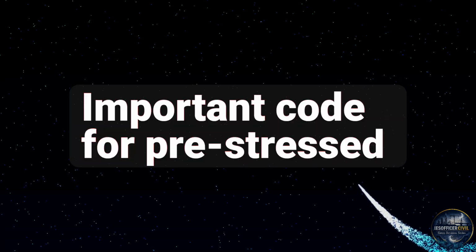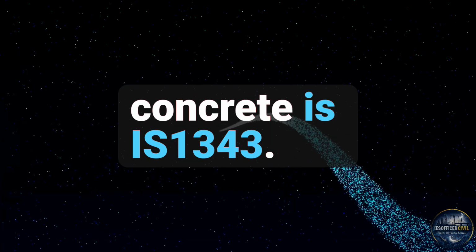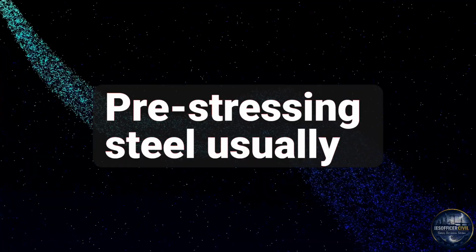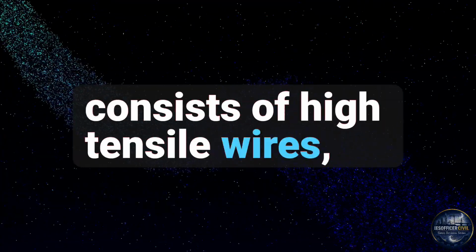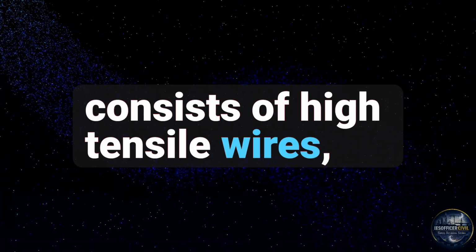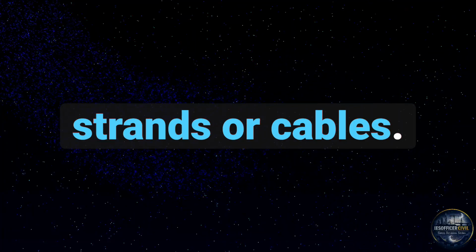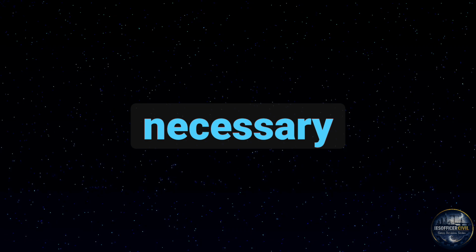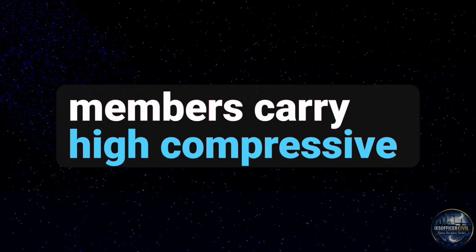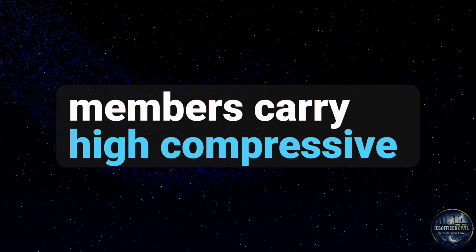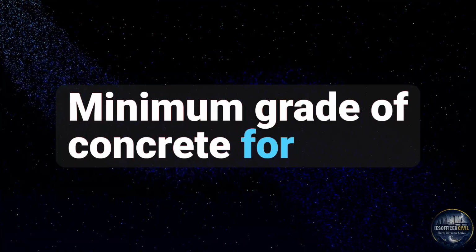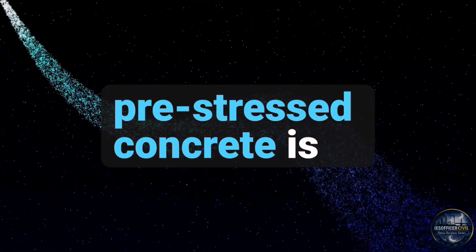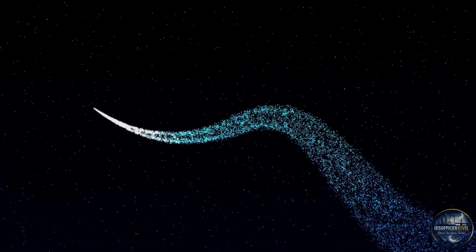Important code for prestressed concrete is IS 1343. Prestressing steel usually consists of high tensile wires, strands, or cables. High-strength concrete is necessary because prestressed members carry high compressive stresses. Minimum grade of concrete for prestressed concrete is generally M30.